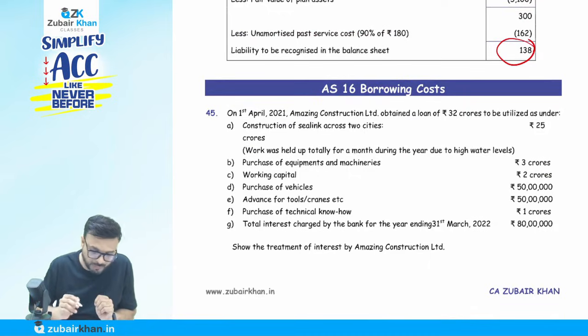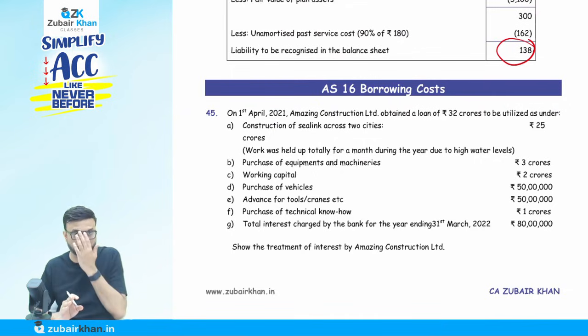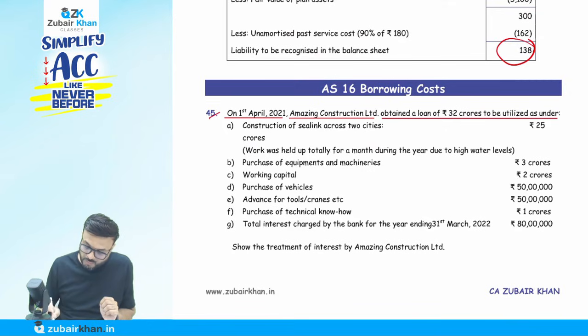A very common way many times I ask a question similar to 45. They say on 1st of April 2021, Amazing Construction Limited obtained a loan of rupees 32 crore to be utilized as under. They have taken a loan of 32 crore that year. 25 crore they are using for the construction of a ceiling across 2 cities. Is it a qualifying asset? Yes.